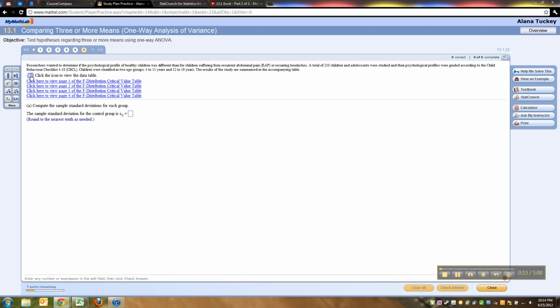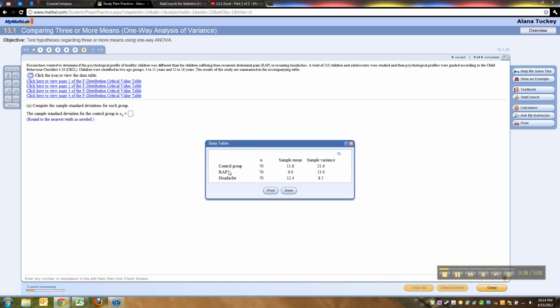So let's see, researchers wanted to determine if the psychological profile of healthy children was different from children suffering from recurrent abdominal pain or recurring headaches. A total of 210 children and adolescents were studied, and the psychological profiles were graded according to the Child Behavior Checklist, CBCL. Children were stratified into two groups, 4 to 11 and 12 to 18. The results are in this table, so I click on the icon.